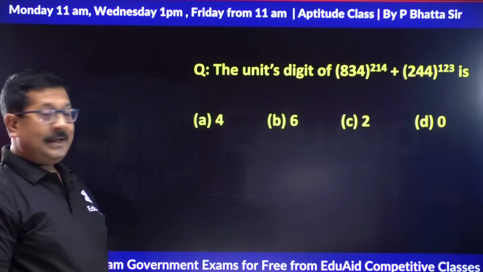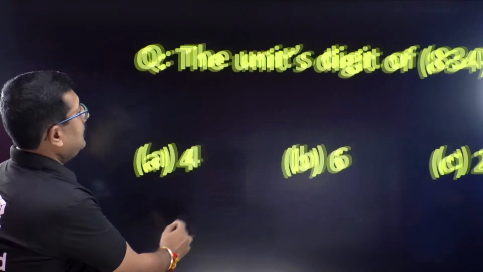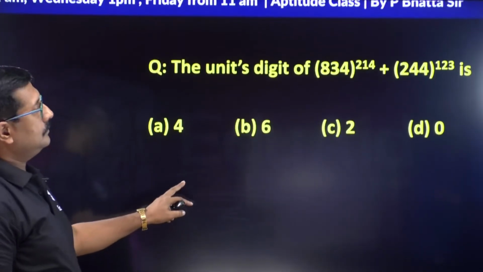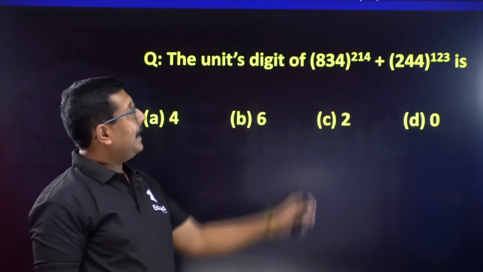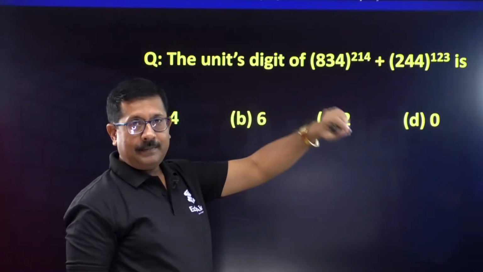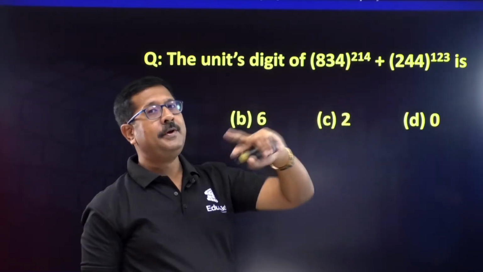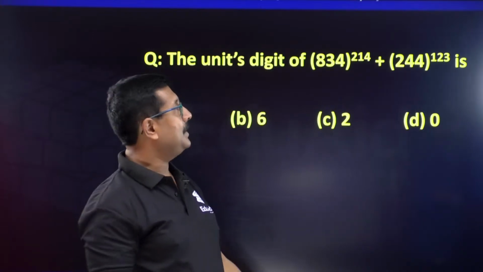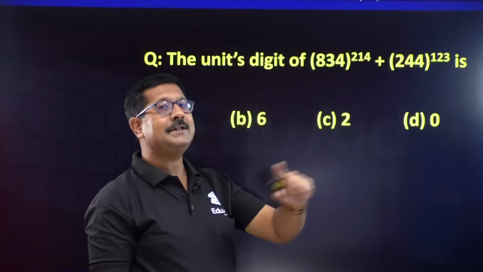Now what is the concept behind it that I have already said? Whenever the power of 4 is any even number, which will be finite, then the units digit will always be 6. Like 4 squared is 16, units digit is 6. 4 to the power 3, 3 is odd. 4 to the power 3 is 64, so units digit is 4.